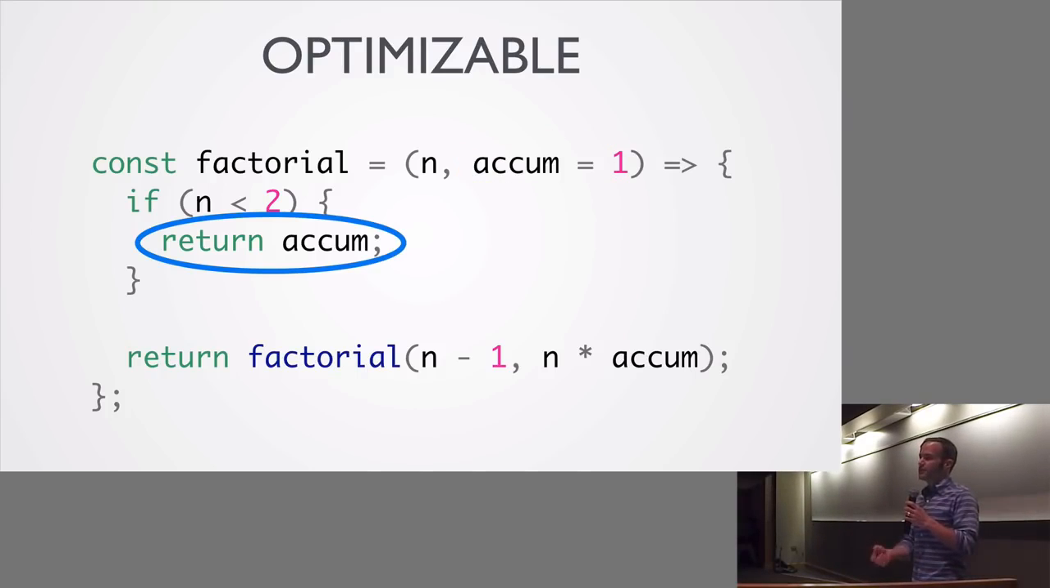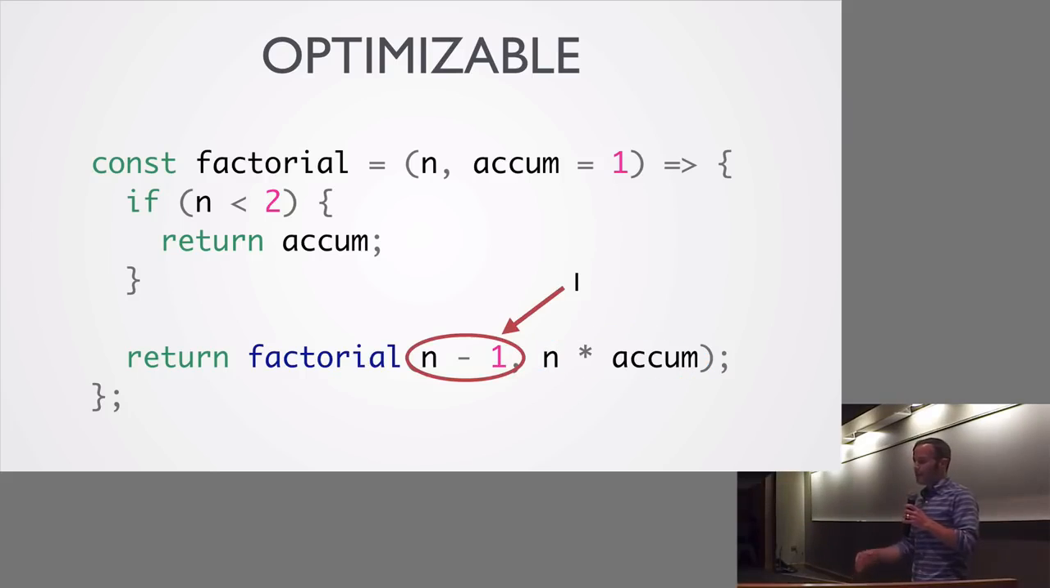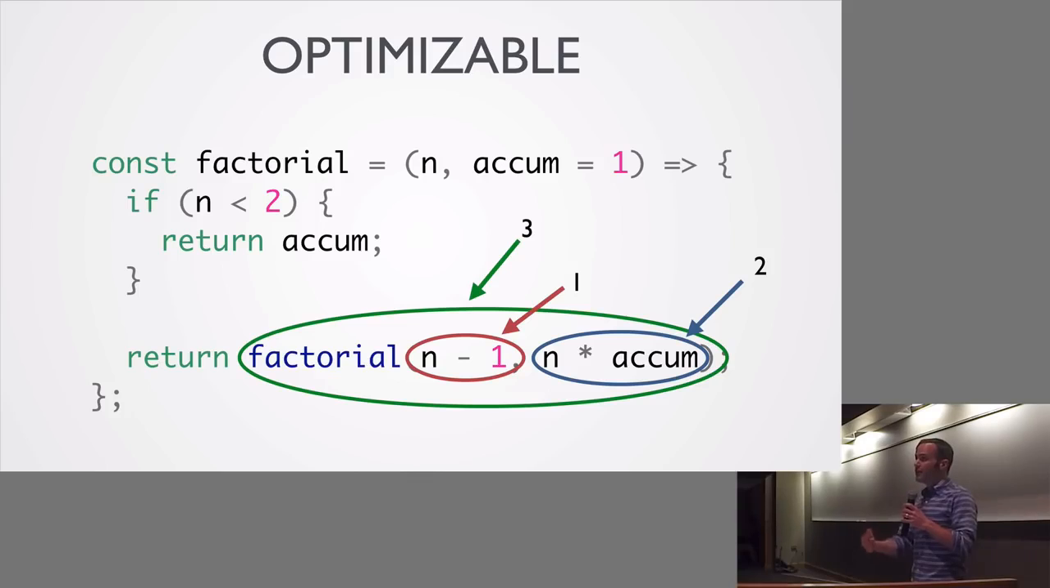So when n is less than 2, instead of returning 1, we'll return whatever accumulator is. But the critical thing here is now we've moved that multiplication to inside the recursive call. So we still have n minus 1, but now we're doing n times accum. And as the name suggests, an accumulator is going to start accumulating the final result through each recursive call. So the order of evaluation here now is n minus 1, n times accum, and then finally the factorial is the final statement in this return statement.